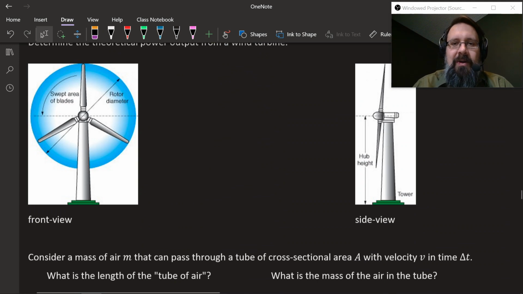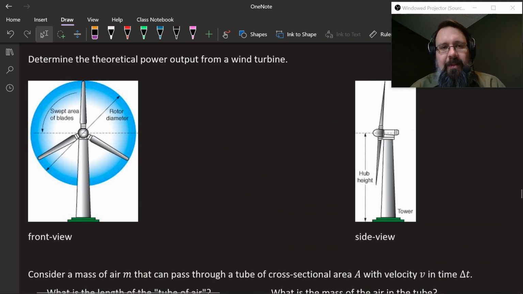All right, so what we want to do is determine an equation that can calculate the theoretical power output from a wind turbine. So what we're going to do is consider a mass of air m that can pass through a tube of cross-sectional area A with velocity v.